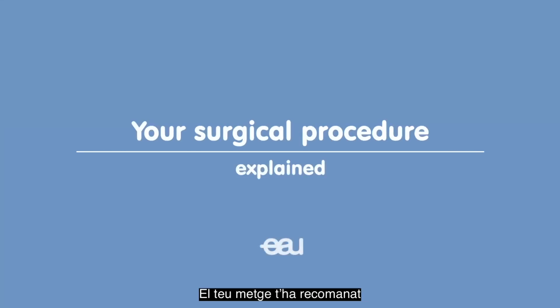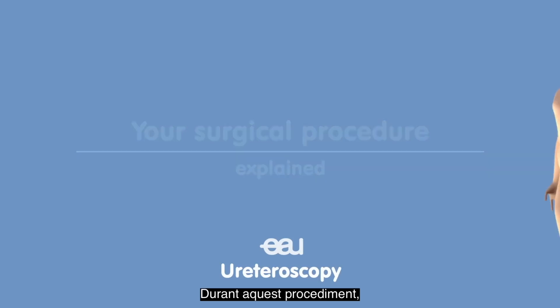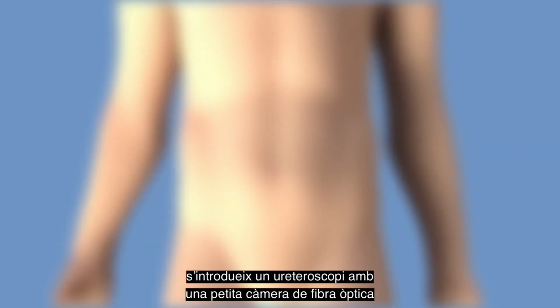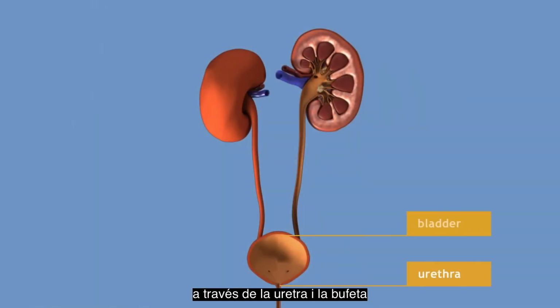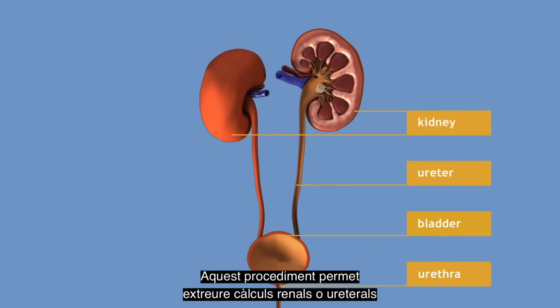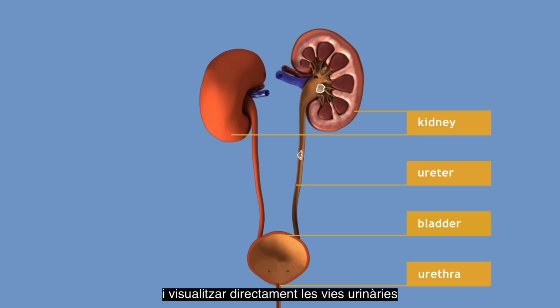Your doctor has recommended that you undergo a ureteroscopy. During this procedure, a ureteroscope with a tiny fiber-optic camera is inserted through the urethra and bladder into the ureter or kidney. Ureteroscopy is used to remove kidney or ureteric stones and enables a direct view of the ureter and kidney to confirm or rule out other abnormalities.